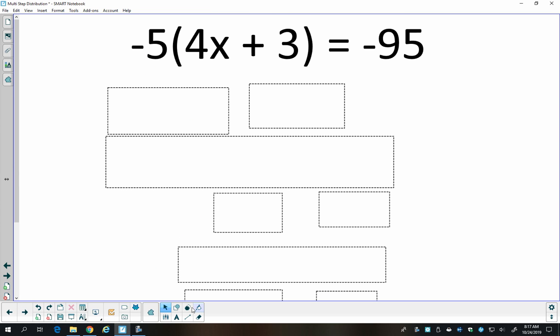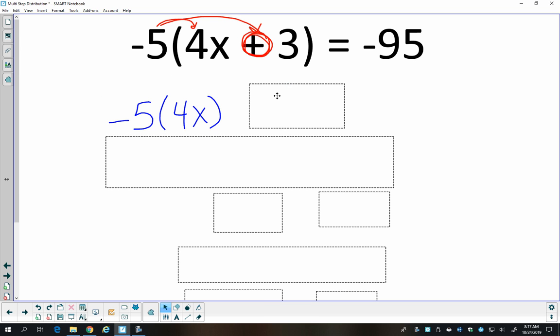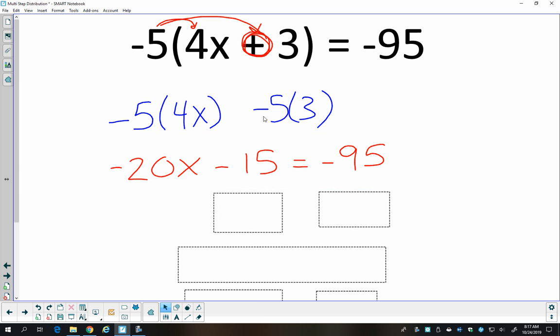We'll try a couple more here. Again, I'm multiplying by everything inside the parentheses, so -5 times 4x, -5 times +3. It's +3 because there's a plus in front of it. It belongs to the 3. -5 times 4 is -20, and -5 times 3 is -15, so we get -20x minus 15.